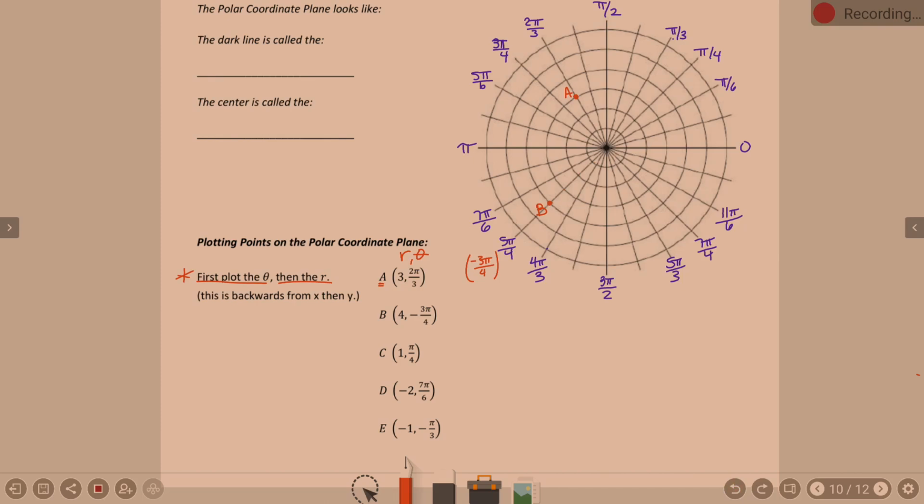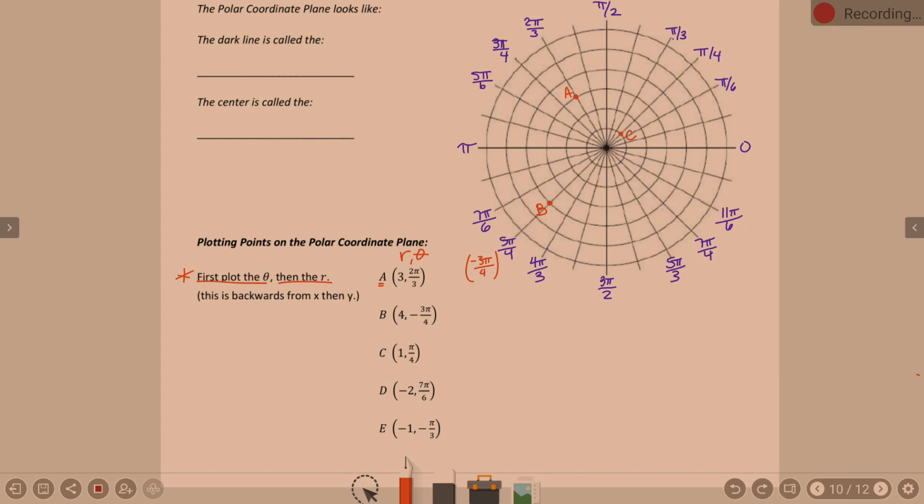Okay, what about C? This one's super easy in comparison. 1 comma pi over 4. So what are we doing? Going to pi over 4 and going to the first ring. And that's point C. That was easy peasy. Too easy, right? Okay, D.